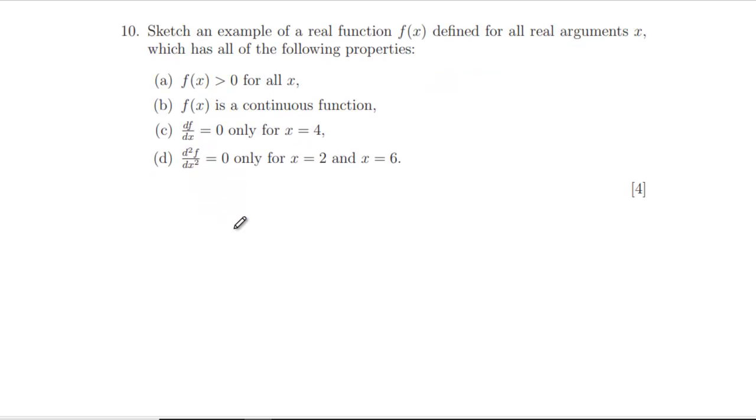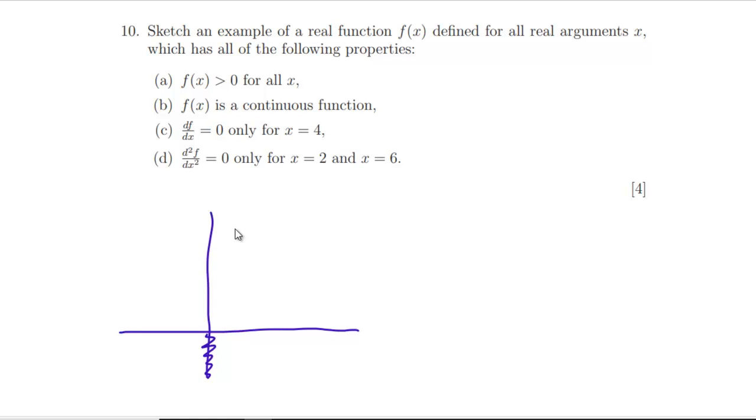Right, question 10. Sketch an example of a real function f of x defined for all real arguments x, which has all the following properties. So it's always greater than 0. Okay, so let's not put in a negative on the y-axis. Well, I suppose I have, but let's just leave that bit out. It's continuous, so we've got no asymptotes, no jumping around. df/dx is equal to 0 and only for x equal to 4.